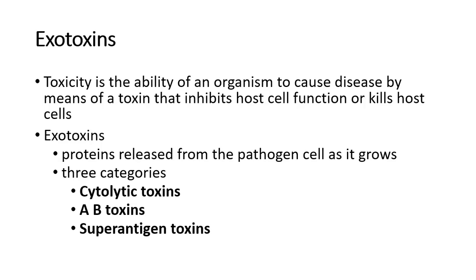All right. Then a lot of them produce exotoxins and endotoxins, but they have a lot of toxins that they produce. Enterotoxins. These guys are very efficient, okay? So toxicity is the ability of these organisms to cause disease by the means of a toxin, okay? And we have three basic categories of exotoxins: cytolytic toxins, AB toxins, superantigen toxins.